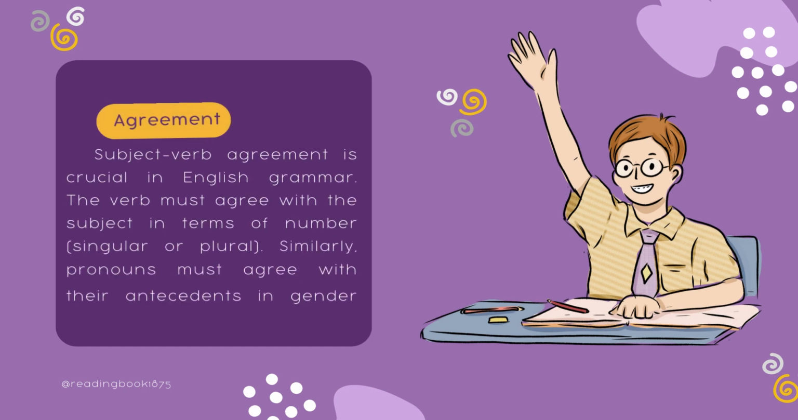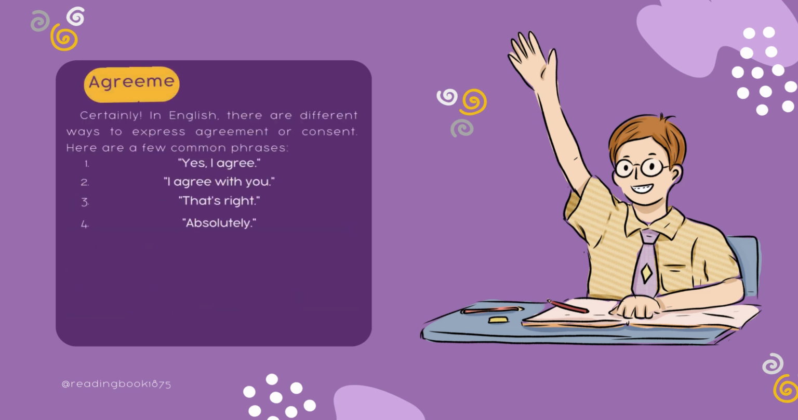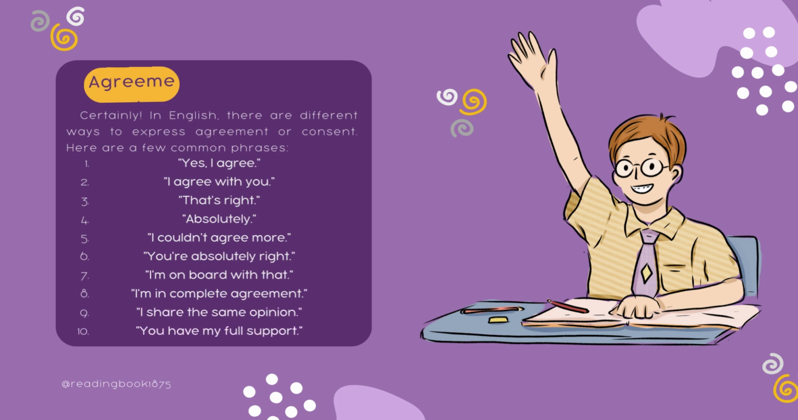Agreement. Subject-verb agreement is crucial in English grammar. The verb must agree with the subject in terms of number, singular or plural. Similarly, pronouns must agree with their antecedents in gender and number. Agreement. In English, there are different ways to express agreement or consent.